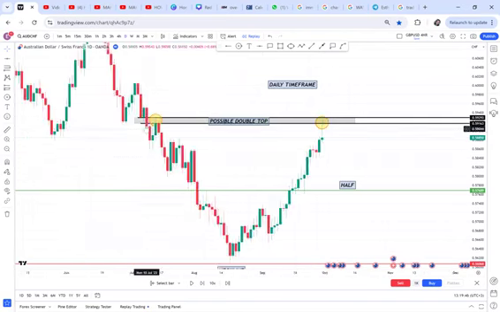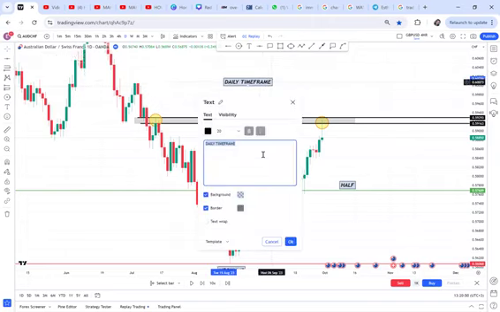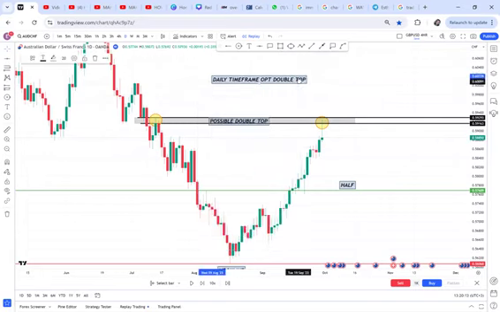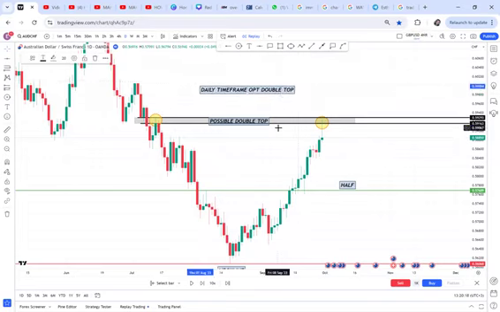Because what you're seeing here, red, red, green, green, green, followed by red, creates a resistance. On the weekly, we don't have it. So this is not only a double top, this is a daily time frame OPT double top. That's what we call it. And now once you have this, you can use the three most important things that every trader needs to have: the entry, the target, and the exit.